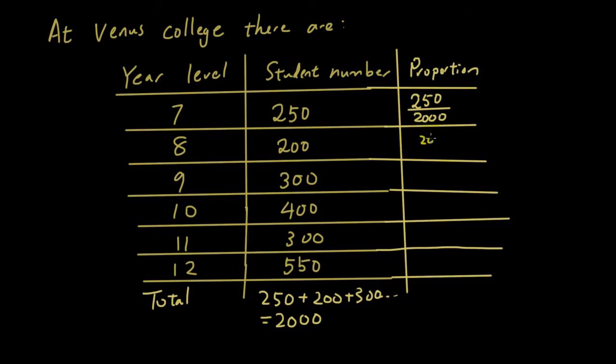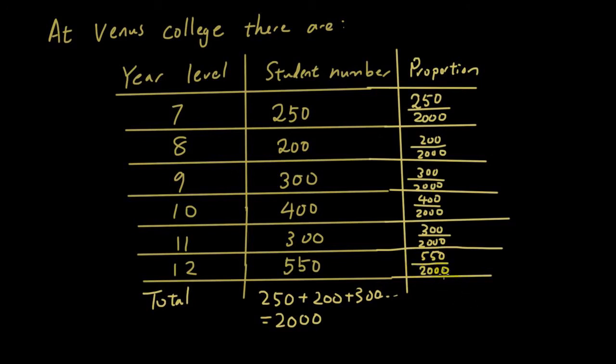There are 200 students in year 8, 300 students in year 9, 400 students in year 10, 300 in year 11, 550 in year 12.